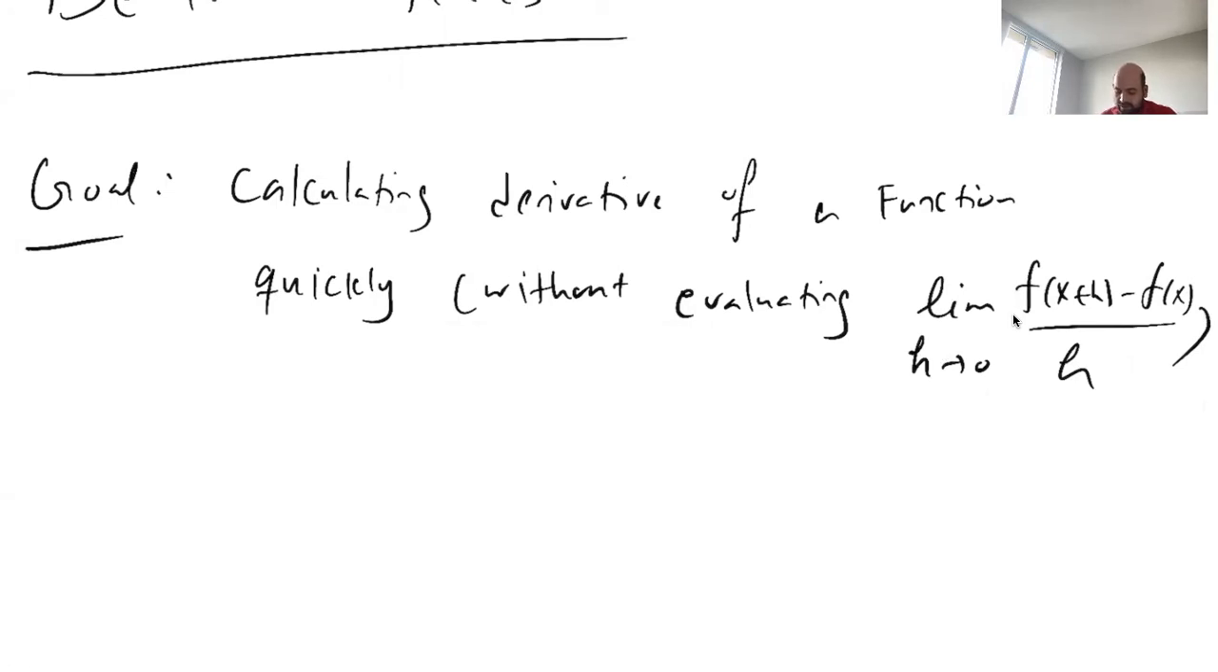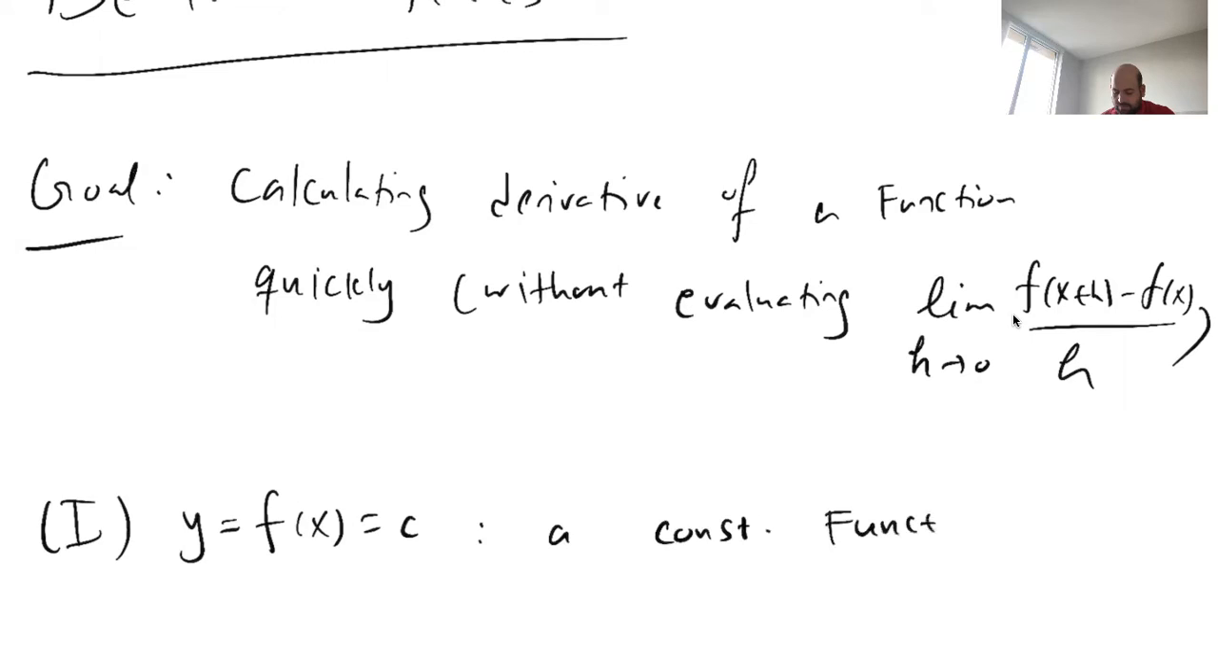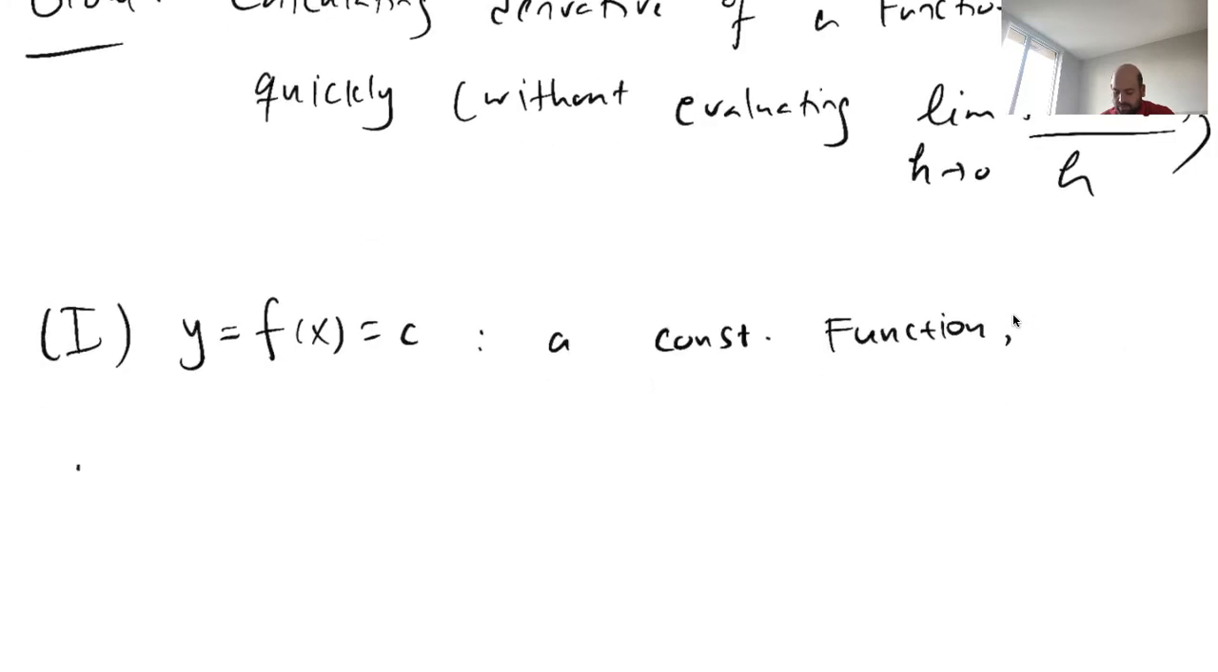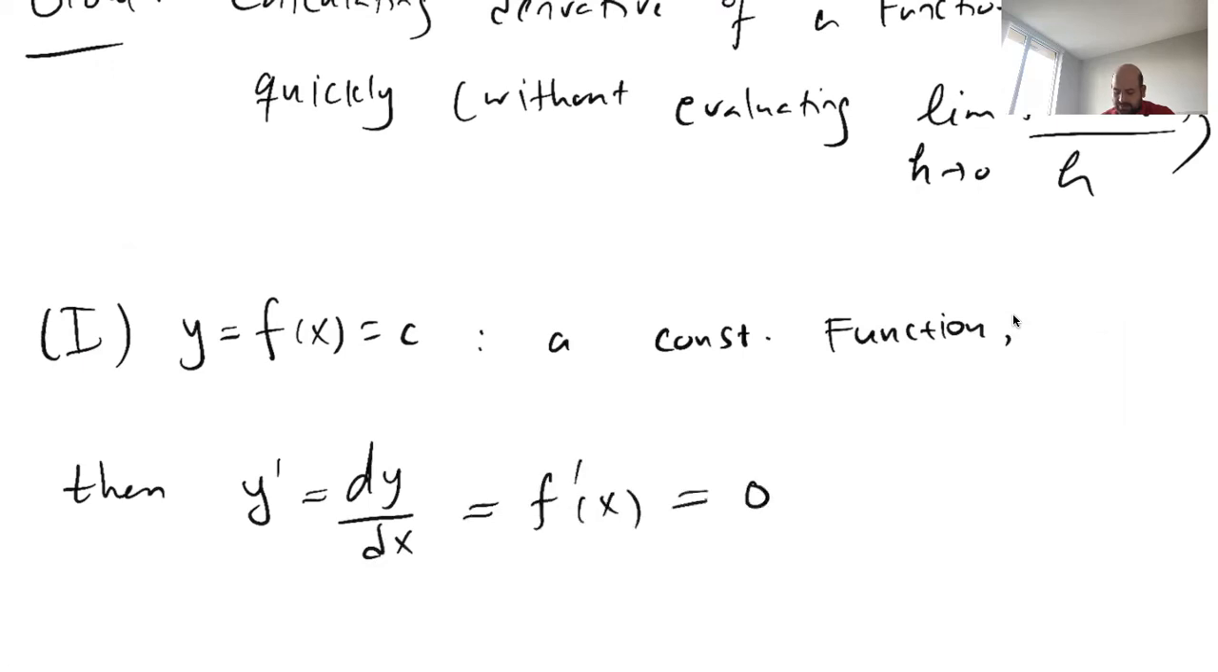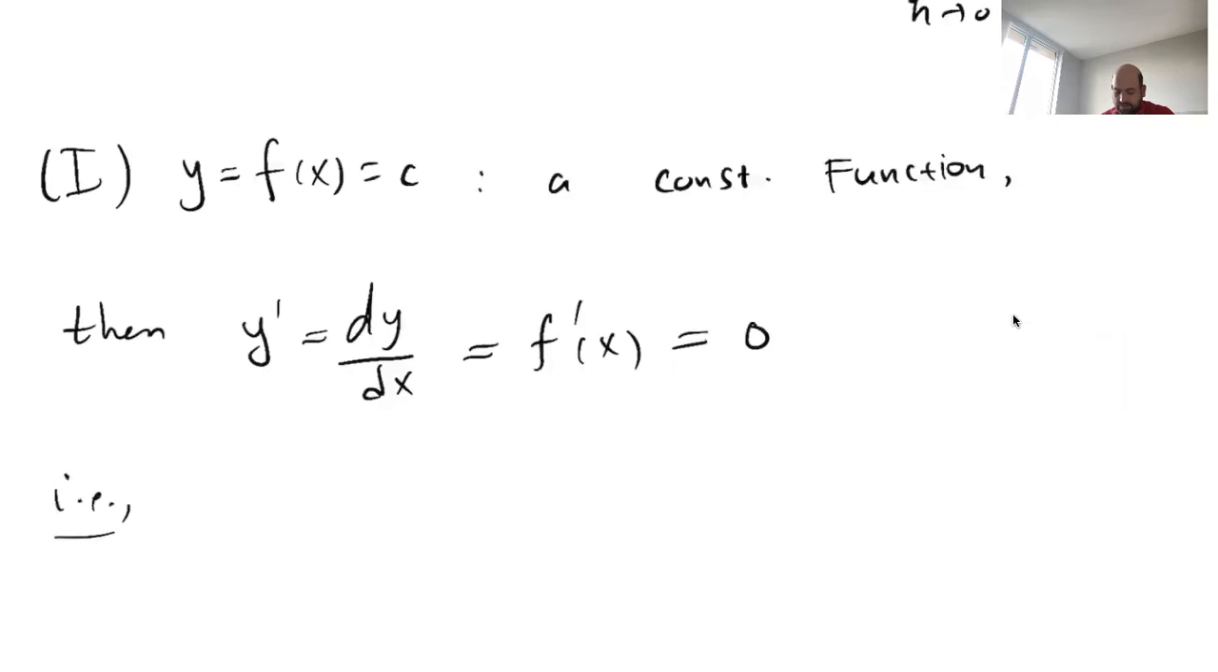So the very first rule is that if y equals f of x equals c, a constant function, then the derivative y prime equals dy/dx is equal to 0, because f prime of x equals 0. So the derivative of a constant function is 0.